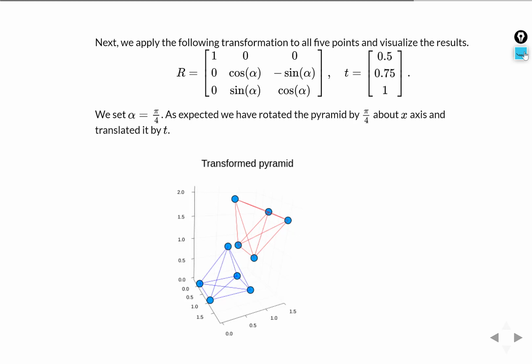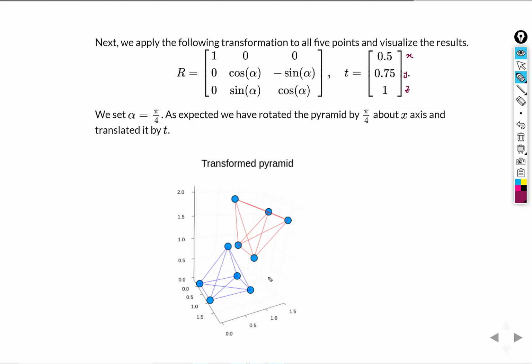Now we want to rotate the pyramid and then translate it, which will be a rigid body transformation. Here you see that we're using the rotation about the x-axis and the translation vector t. We use the rotation angle alpha, and the translation is 0.5 along the x-axis, 0.75 along the y-axis, and 1 along the z-axis.